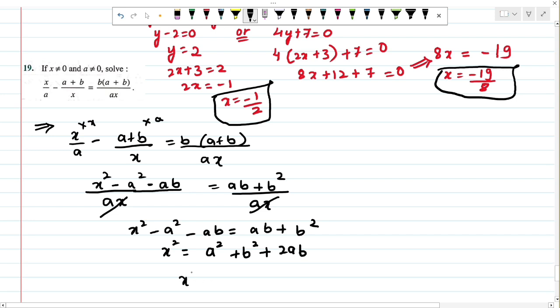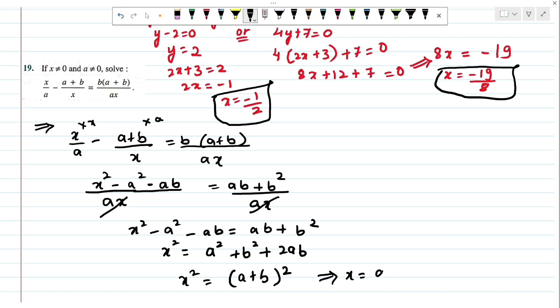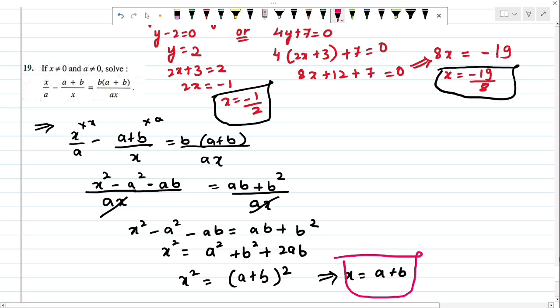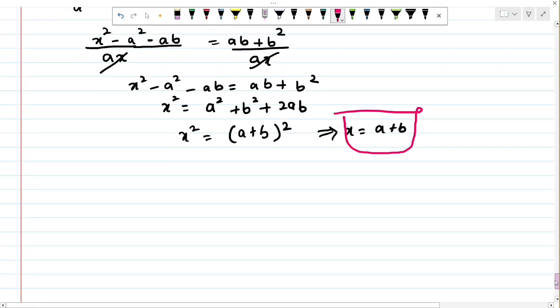So x square is equal to, which is of the form a plus b whole square, right? So this becomes x is equal to a plus b. So I'll get the value of x as x is equal to a plus b. So I hope this is clear for everyone.